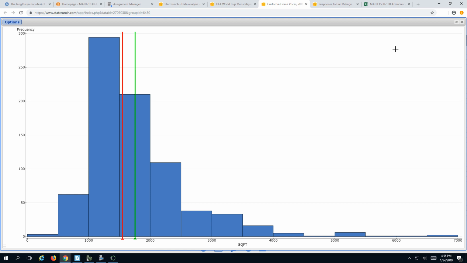So what's the shape of this distribution? Skewed to the right. Okay? So skewed to the right means most of my data is on the left. So most of the square footages for these houses are between 1,000 and 2,000 square feet. Do we agree? And what is skewing it? What is making this tail off to the right?